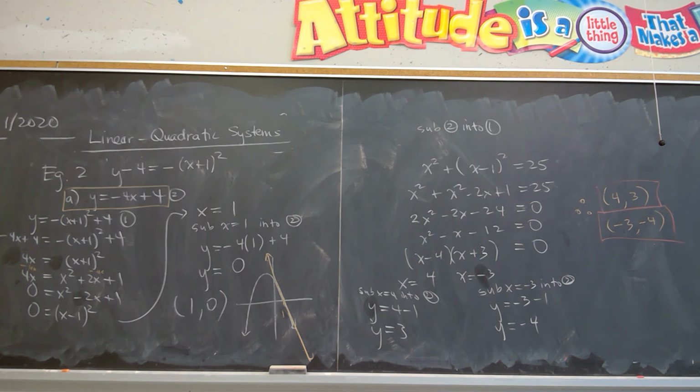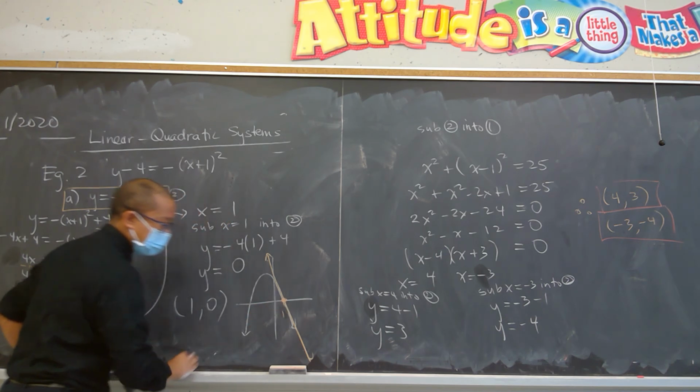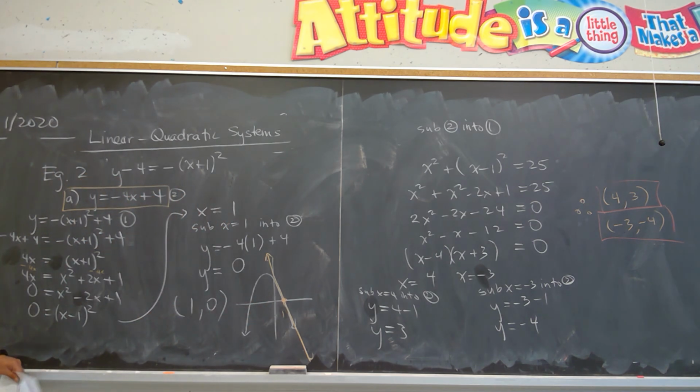And if you're taking physics, notice this concept: it touches right here. It touches right there. This is known as tangent. Tangent is where a straight line touches an object at only one point.